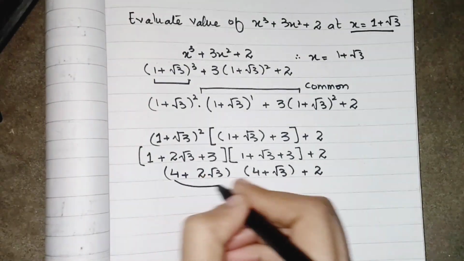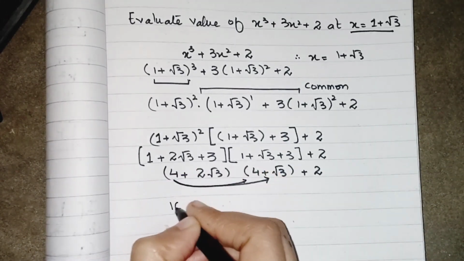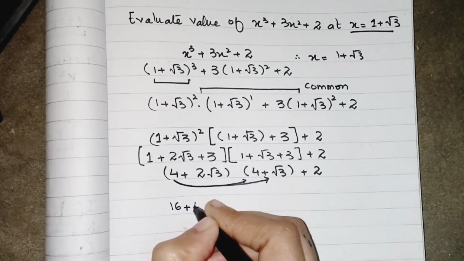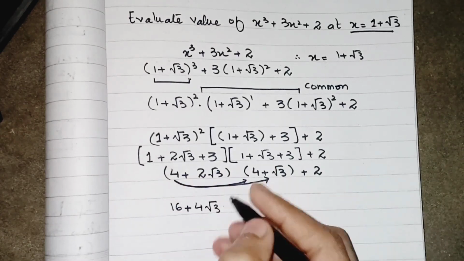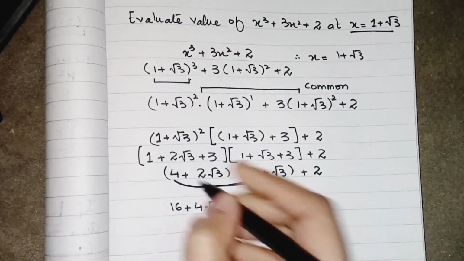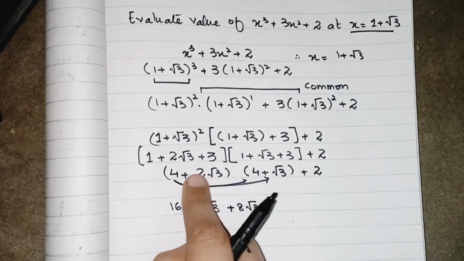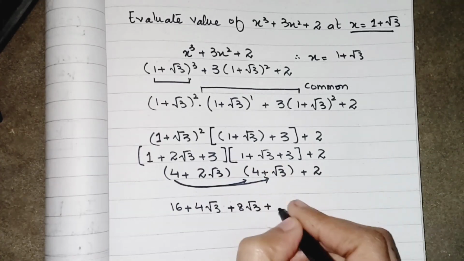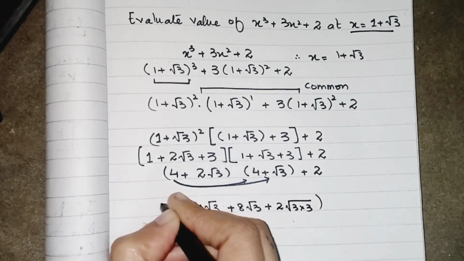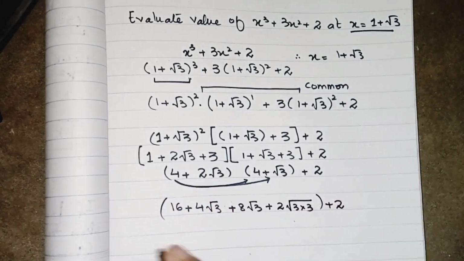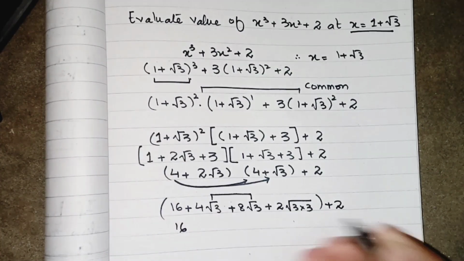Now this 4 is multiplied once by 4 and once by root 3. When 4 is multiplied by 4, it gives 16. When 4 is multiplied by root 3, it gives 4 root 3. Now this 2 root 3 multiplied by 4 gives us 2 into 4, which is 8 root 3, plus 2 root 3 multiplied by root 3, which gives us 2 under root 3 into 3, plus 2. Plus 16.